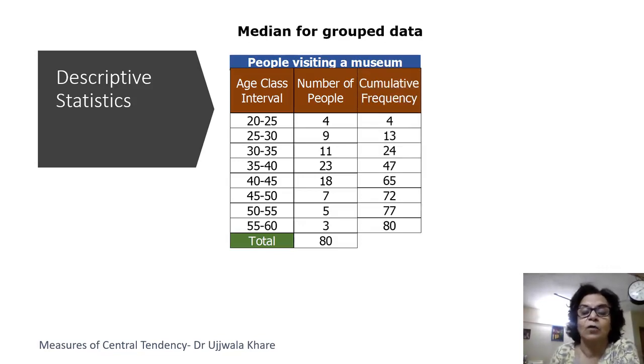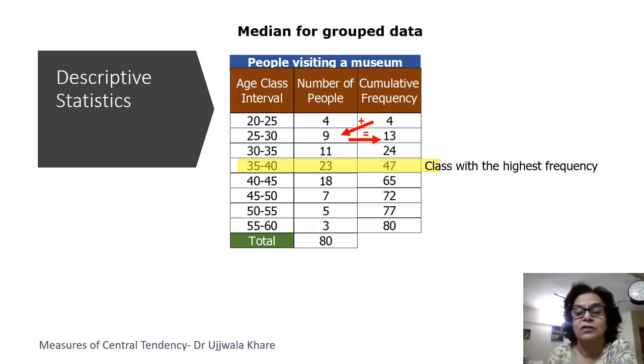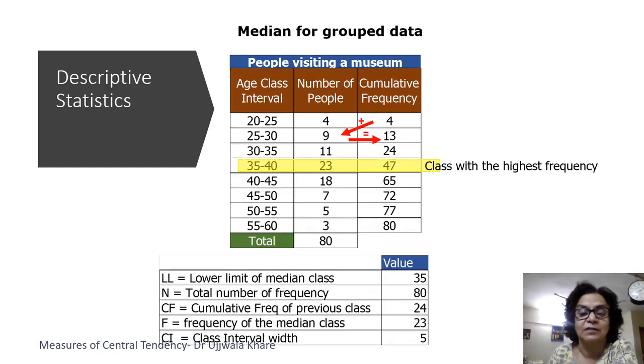Now before that, what we have to do is a very simple thing. You cumulate, that means you add the first and the second and the third frequency. So this is how we do it. 4 plus 9 is 13. 13 plus 11 is 24. 24 plus 23, 47. 47 plus 18, 65. 65 plus 7, 72. 72 plus 5, 77. And 77 plus 3, 80. So which is the median class with the highest frequency? It is between 35 and 40 years. Okay, so this is the class with the highest frequency, which we call the median class.